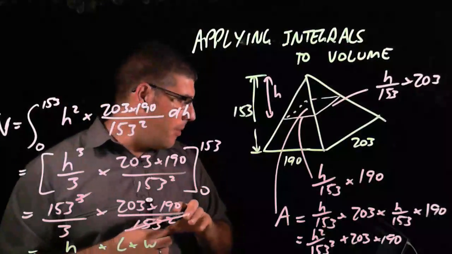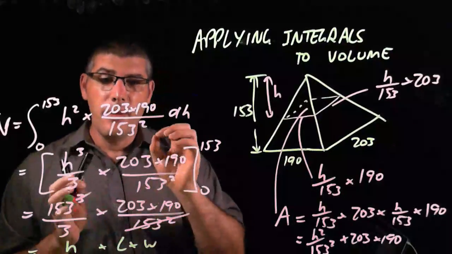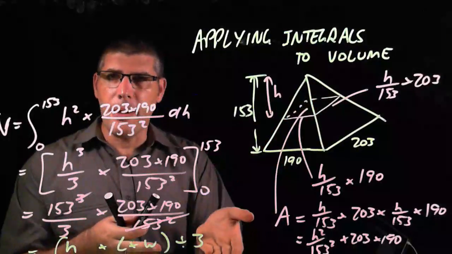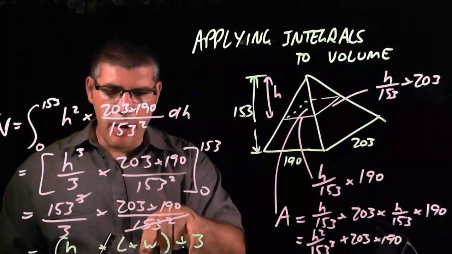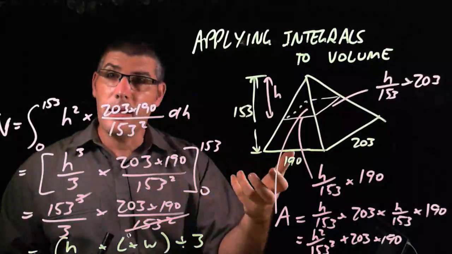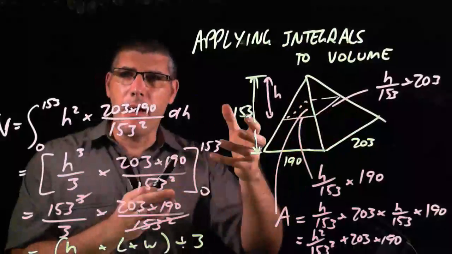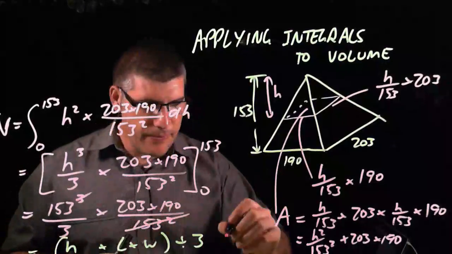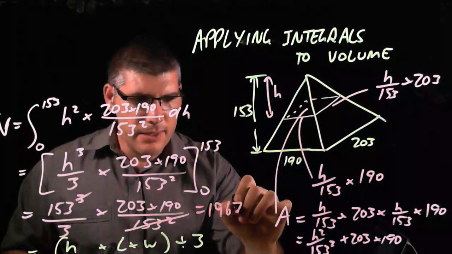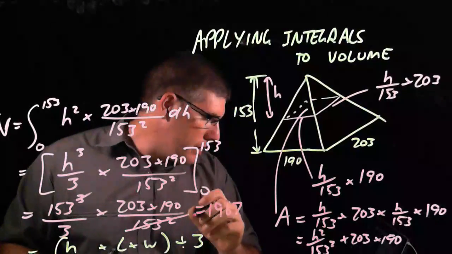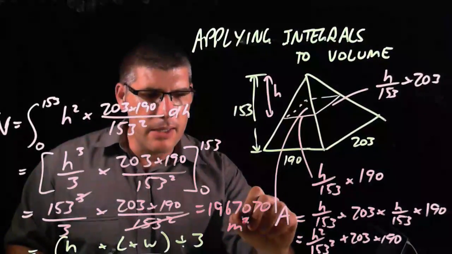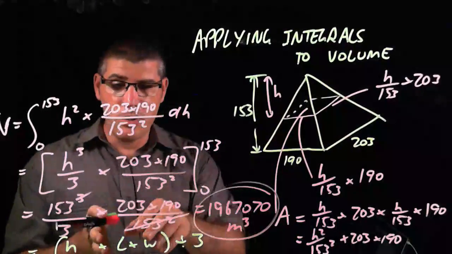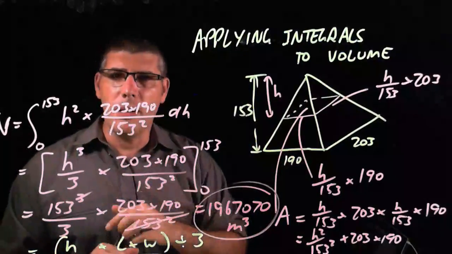And I seem to remember that the formula for the volume of a pyramid is area of the base times height times a third. So that's actually what we've done. We've got area of the base times the height times a third to calculate the volume of that pyramid. So it matches up with our empirical formula. Now when you do calculate this, in the end I get something like 1967070 cubic meters for the volume of that pyramid. So we've just done that using integration as opposed to an empirical formula, but you can see that the two methods do match up.